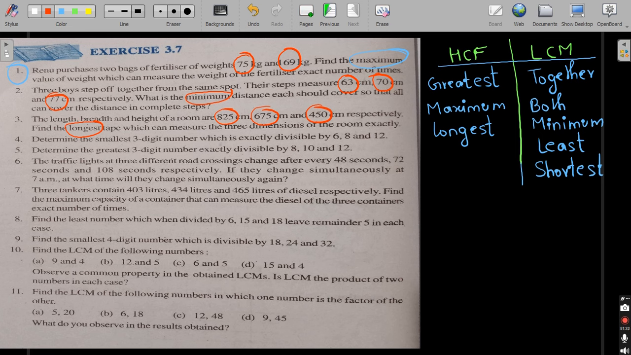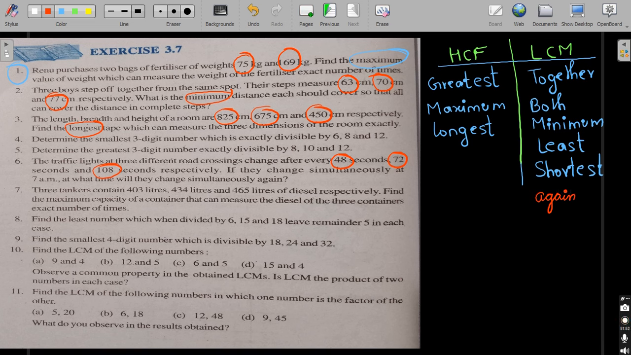Again also means it will come to the shortest time. Shortest means you should solve LCM. So LCM of 48, 72, 108. Again means minimum chances. When is the next time I will get it again? Also you can remember here the word again.